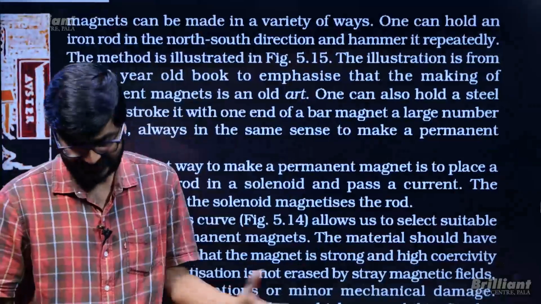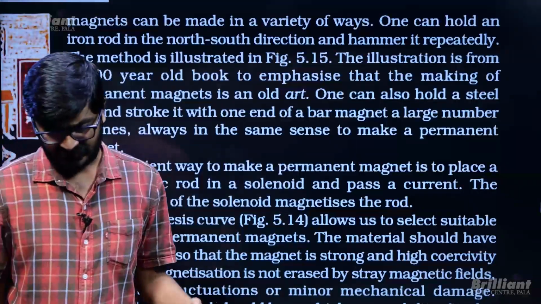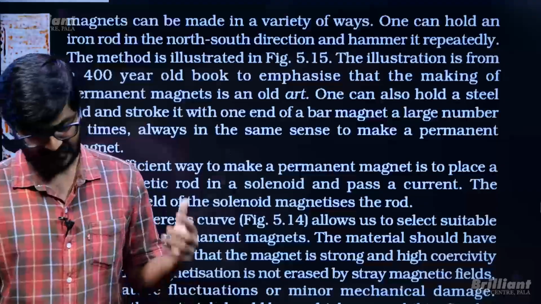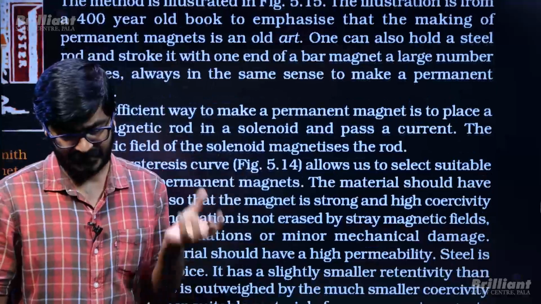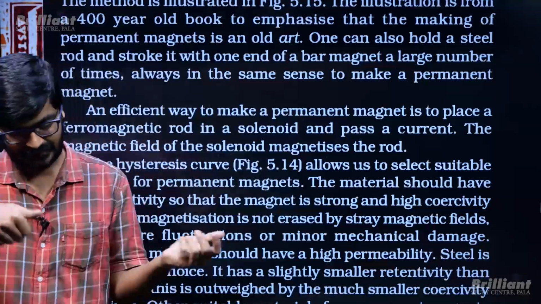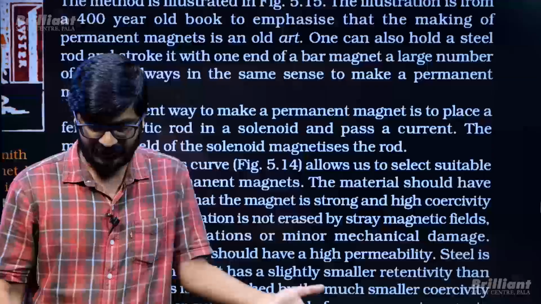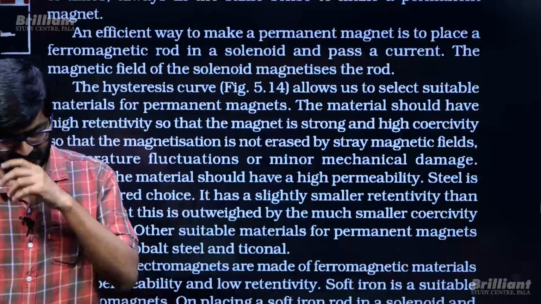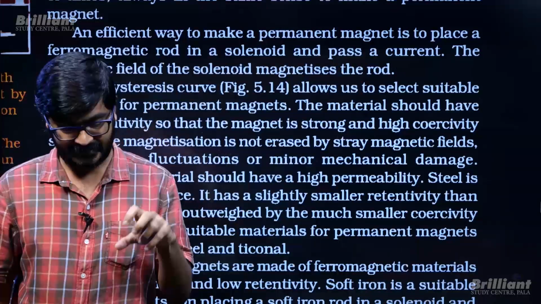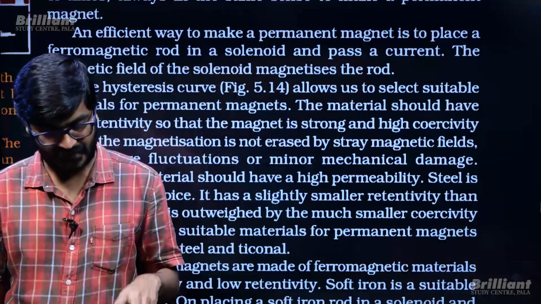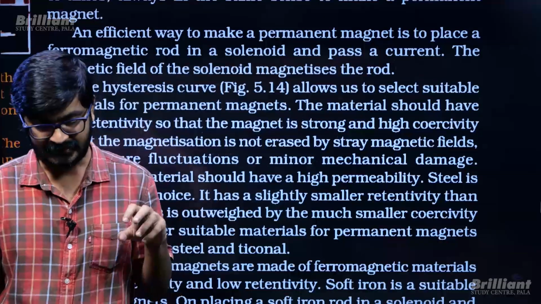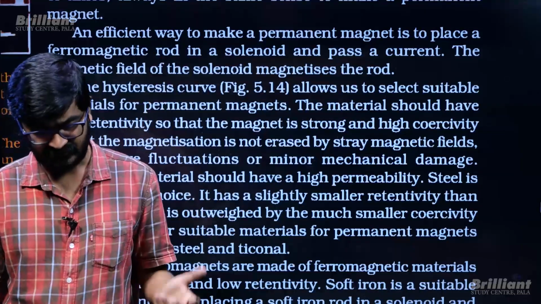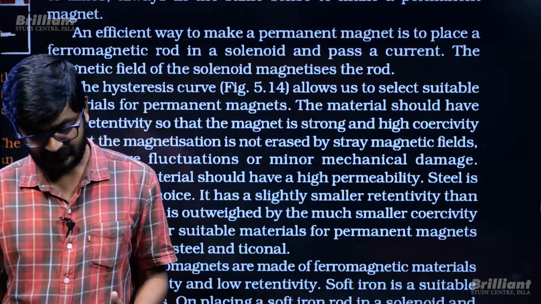One can hold a steel rod and stroke it with one end of a bar magnet a large number of times, always in the same sense, to make a permanent magnet. An efficient way to make a permanent magnet is to place a ferromagnetic rod in a solenoid and pass current. Just now we have seen. The magnetic field in the solenoid magnetizes the rod. The hysteresis curve allows us to select suitable materials for permanent magnets. The material should have high retentivity so that the magnet is strong, and high coercivity so that magnetization is not erased by stray magnetic fields, temperature fluctuations or minor mechanical changes. Further, the material should have high permeability.